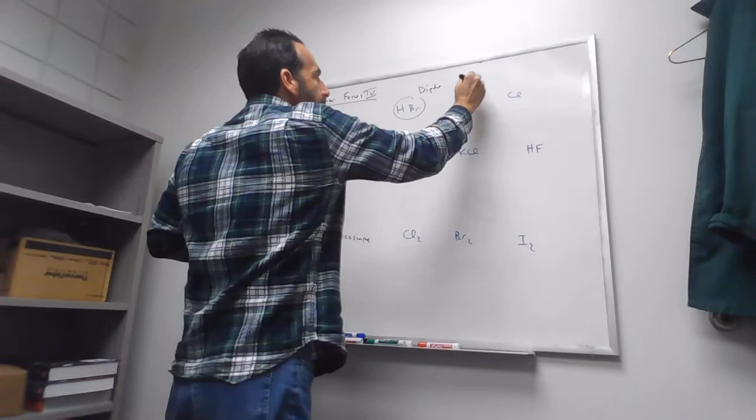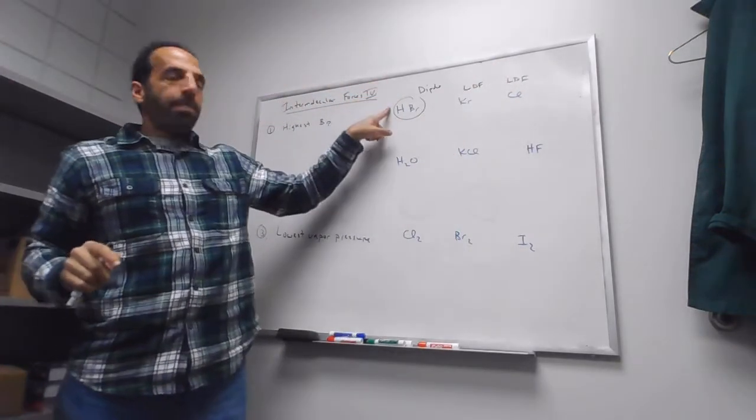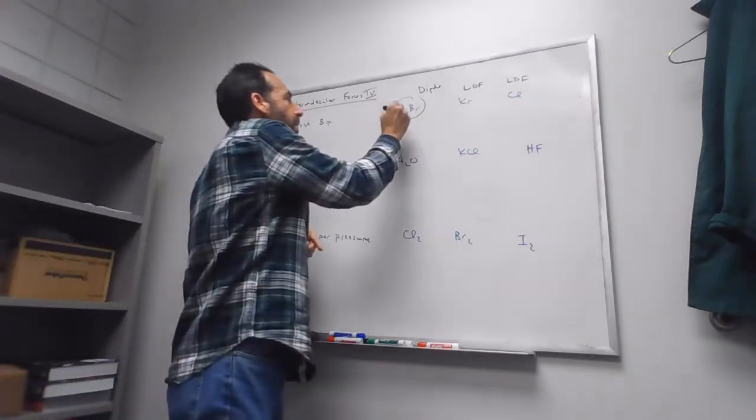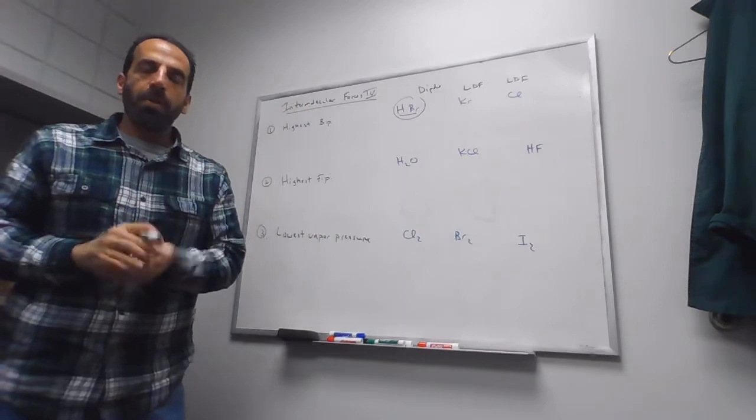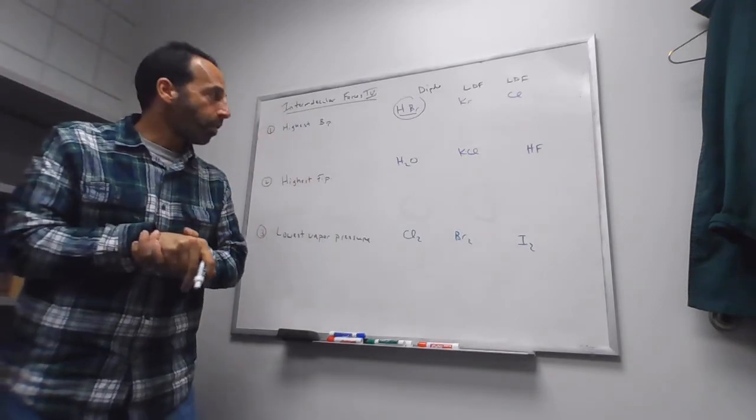And this will be LDF. Dipole-dipole is stronger. This is going to have the highest boiling point, the HBr. So this one right here, that's the highest boiling point. So if the molar masses are similar, go by the strongest type of intermolecular force.